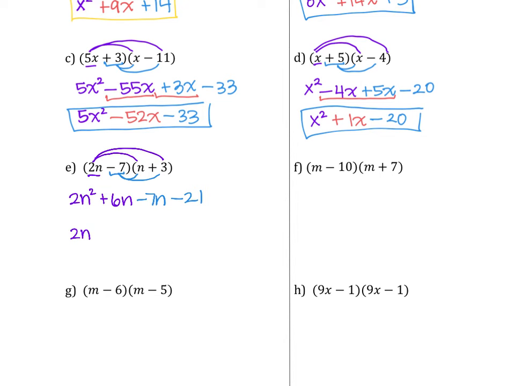2n to the second. 6n minus 7n, that's a little bit more negative. And if I subtract, I get negative 1n, or I could just write negative n, minus 21.